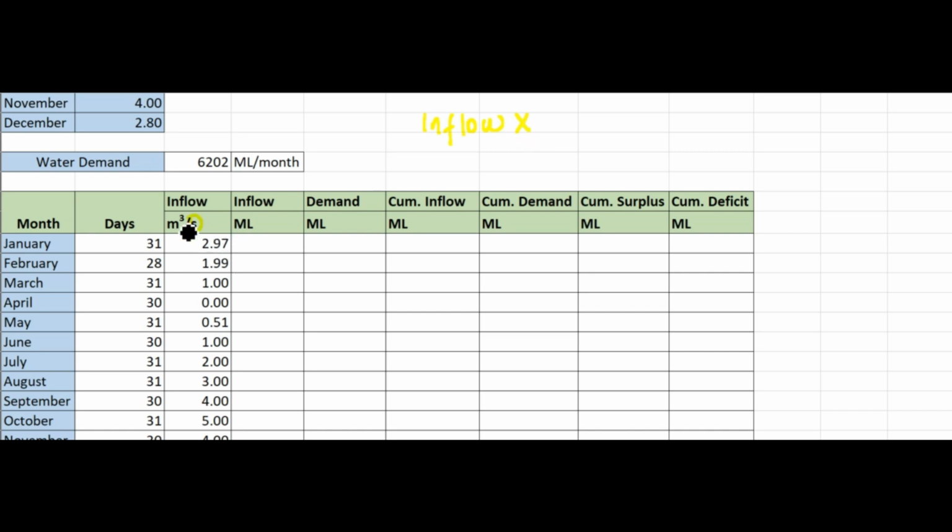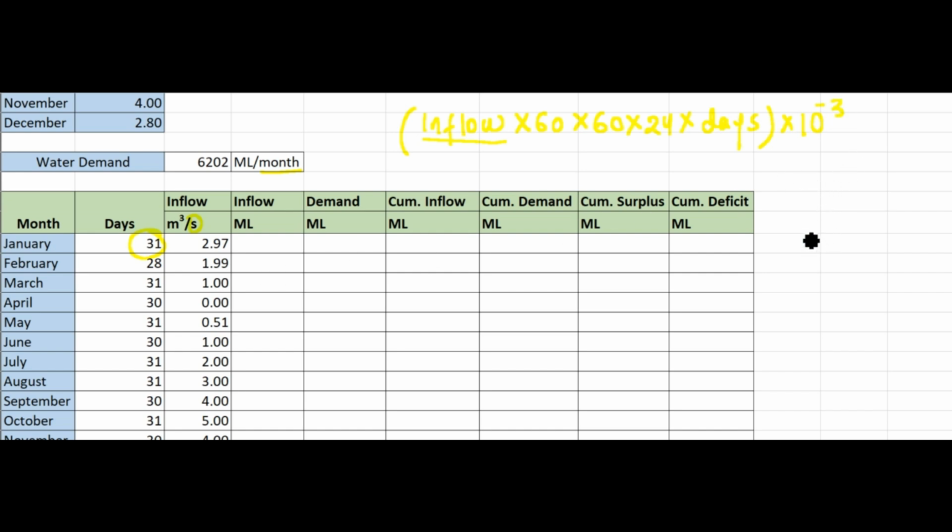to convert this meter cube per second to per month, you need to convert the second to month, right? So first 60 will give us the minute, and second 60 will give the hour, and for hour to day it will be 24, and then into the days, right? So this inflow value will be converted into meter cube per month. Now to convert this meter cube into million liter, we need to multiply by what? 10 to the power minus 3, right? Why is it minus 3?